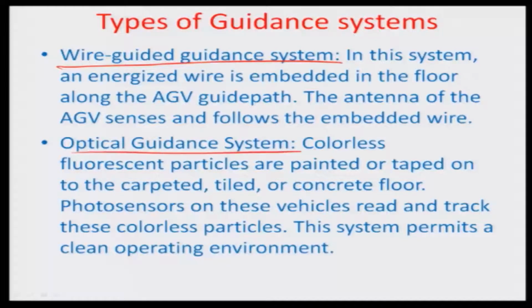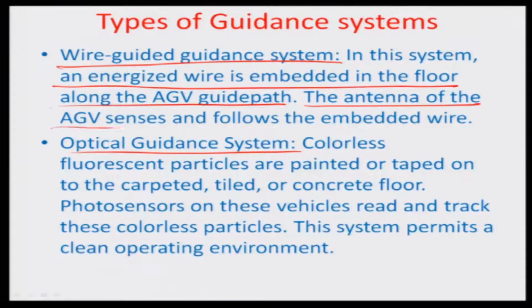Typically there are either wire guided systems or optical guided systems. I will give you a brief of both. In the wire guided systems, an energized wire is embedded in the floor along the AGV guide path. The antenna of the AGV senses and follows the embedded wire, and wherever there is a path selection issue, you can do it with either a path switch or some kind of frequency identifier. I am going to come into the detail of that in the next step.